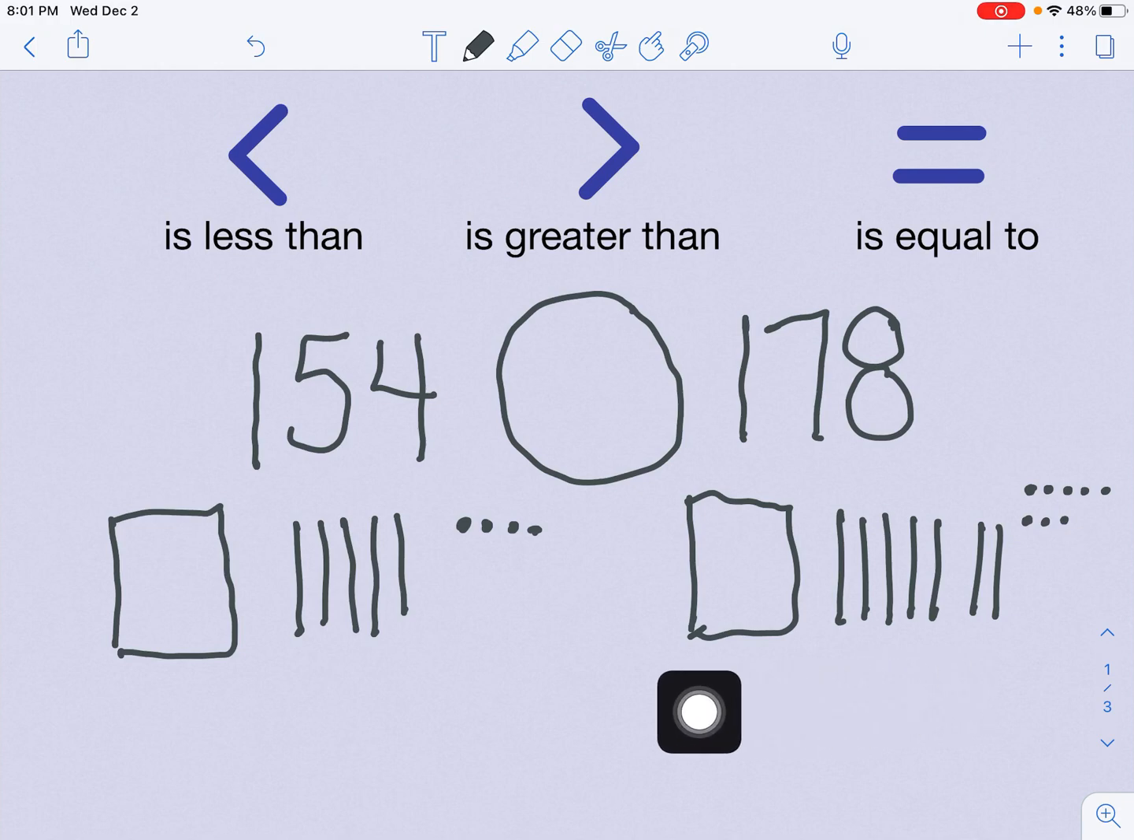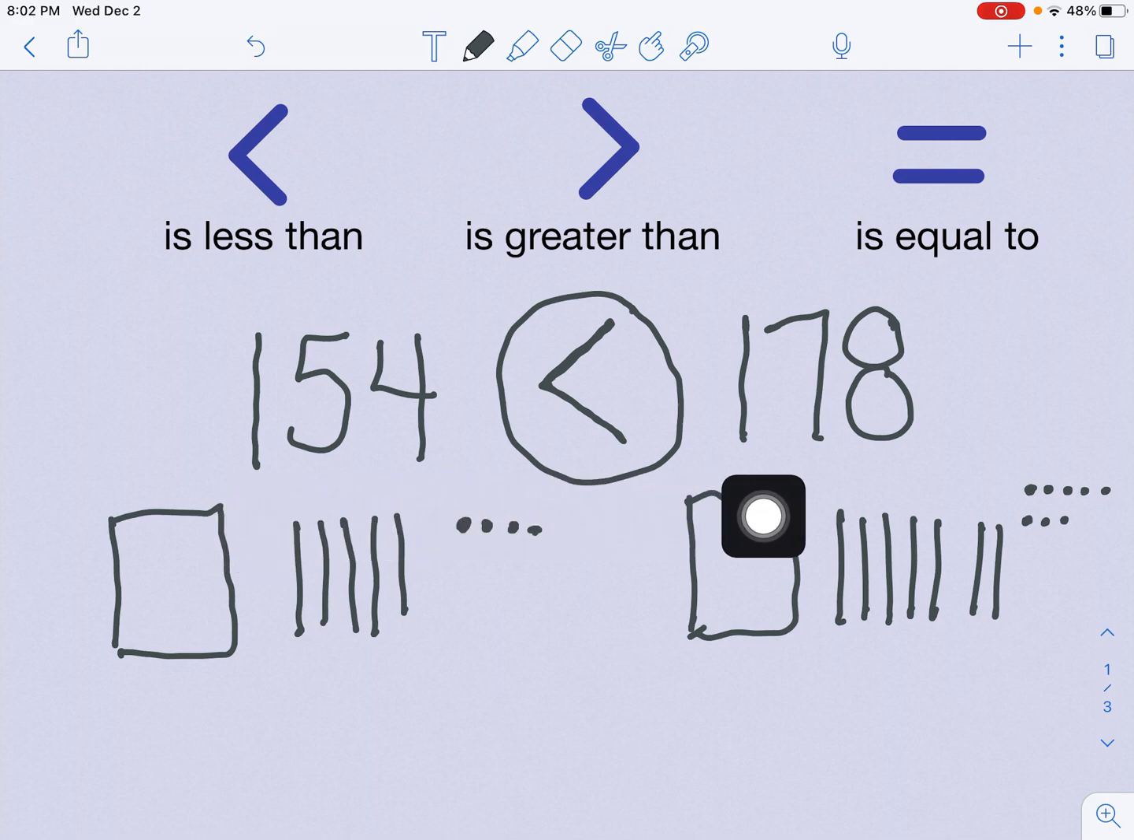Well, then we would actually look to the ones place. But we don't have to worry about that. We have our tens place. And if I'm that fish, again, 7 tens is more than 5 tens. So I want my bigger, my open mouth, towards that larger number. And now when I read this, it says 154 is less than 178.